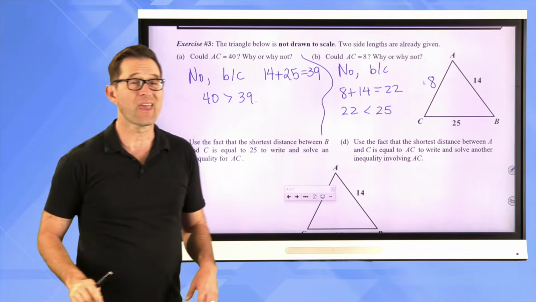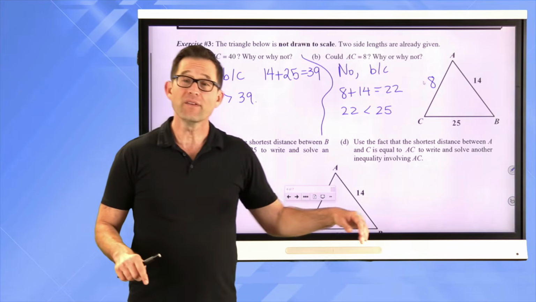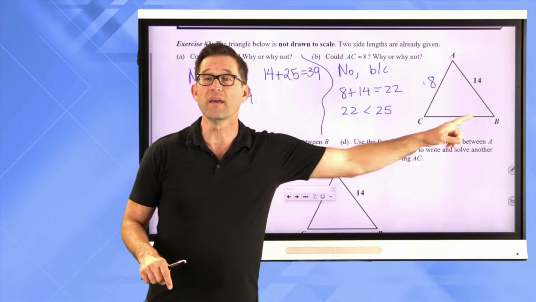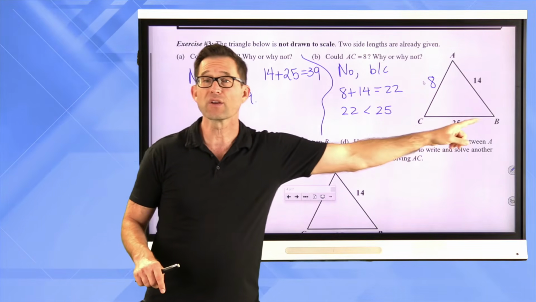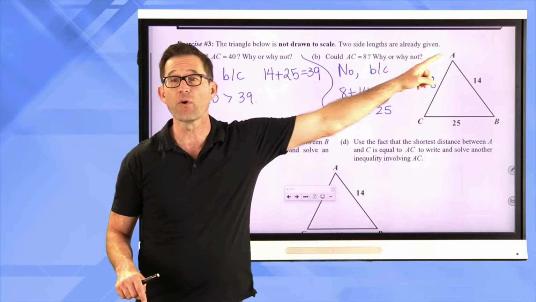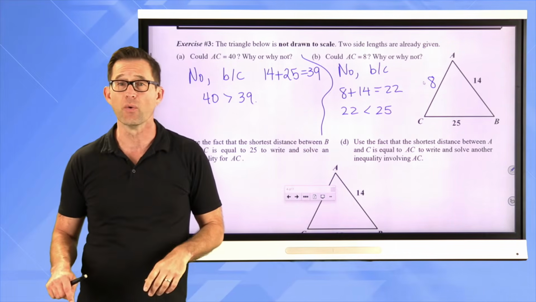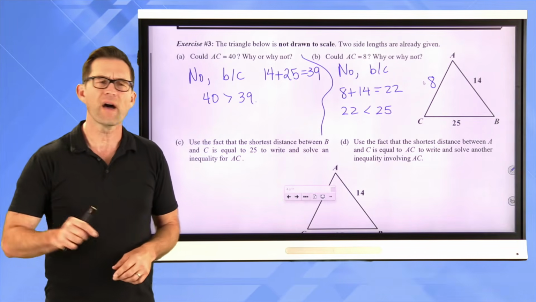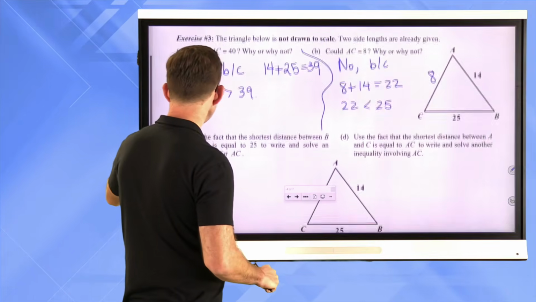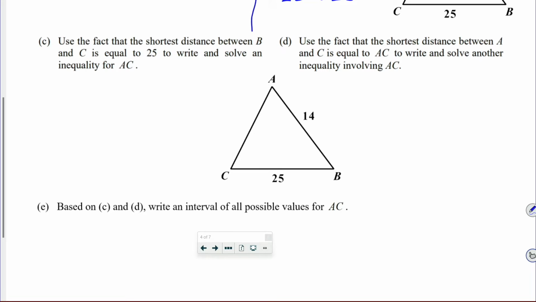So again, AC can't particularly be equal to 8, because if AC was equal to 8, then the shortest distance between point B and C wouldn't be the line segment BC, but it would actually be going up to point A first, then coming down to C and only having a distance of 22. So it also can't be equal to 8. So what values could it be equal to? Let's take a look at that in letter C and letter D.